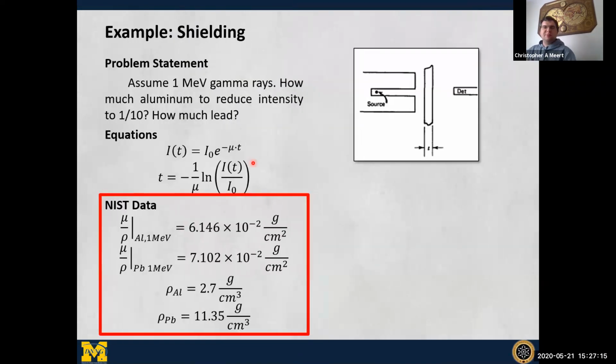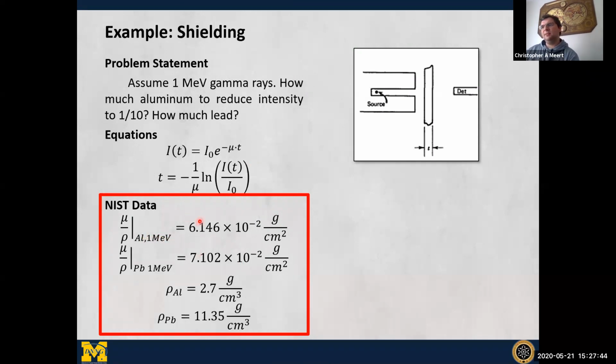At this point, we need to look up some data. A lot of times I use the NIST database, and I will post a link, or there is a link to this in later slides, so you can find that if you download the slide set. But they're often given as mu over rho, so an attenuation coefficient that has dimensions of centimeters squared per gram. In this case, you can find the values for aluminum at 1 MeV, so these are dependent on energy.